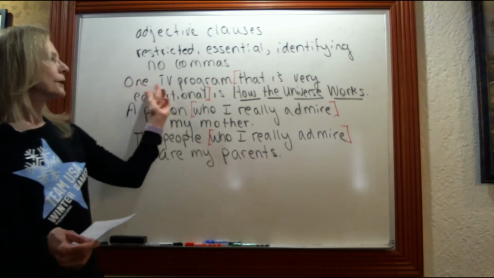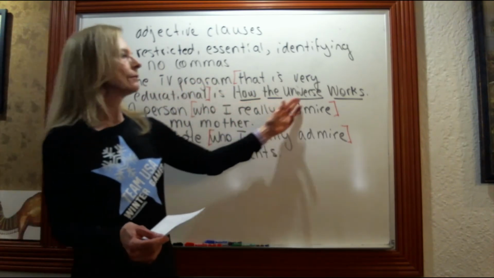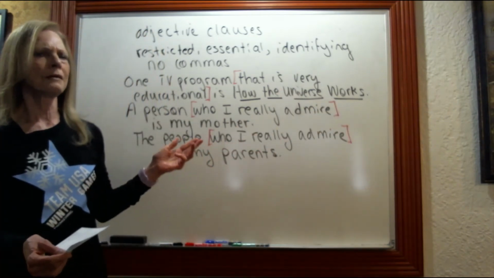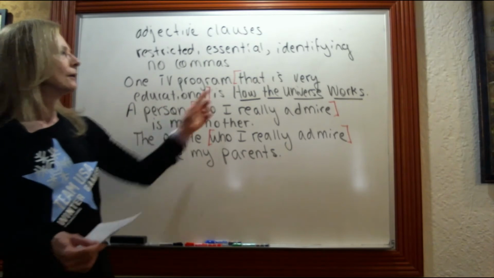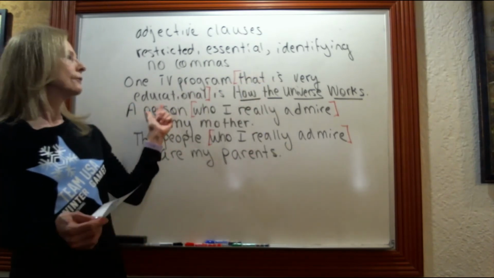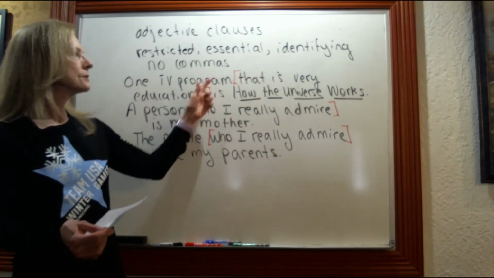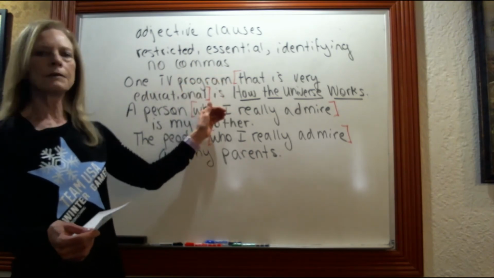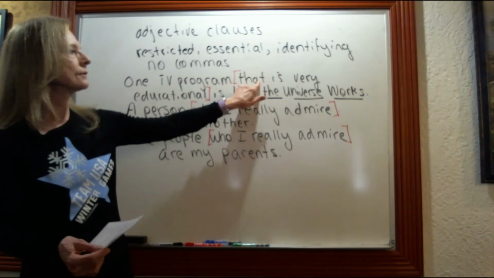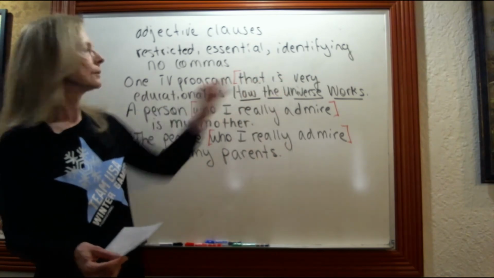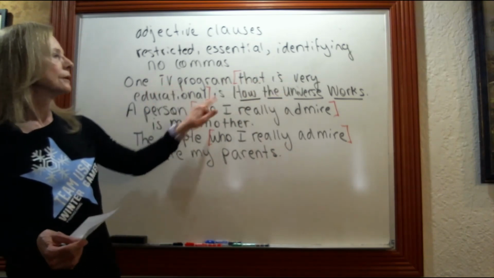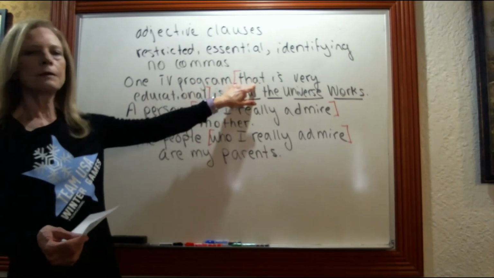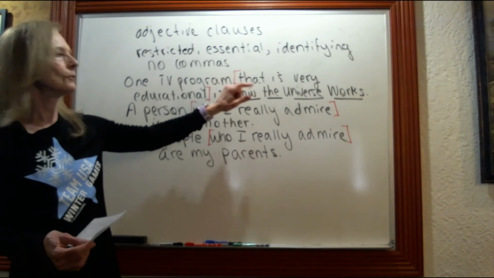So if I said one TV program is how the universe works, you'll say one TV program is, okay, what's your real idea? Well, one program that is very educational. So this is describing program, it's acting like an adjective, it's in the middle of your sentence. Notice you have a subject, you have a verb, you also have a subject, and you have a verb here in your main idea. Here with no comma, you can also put which, if you want to.